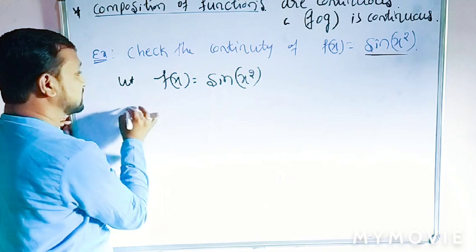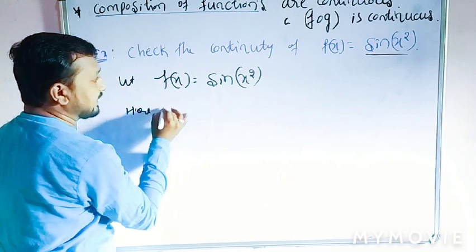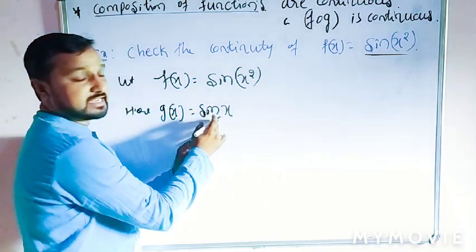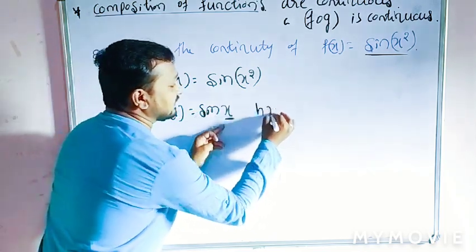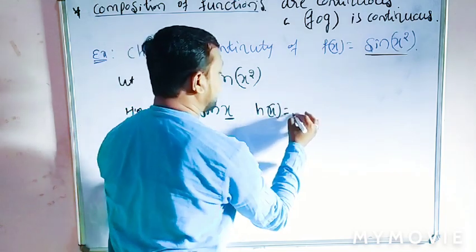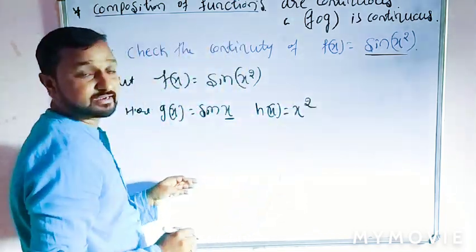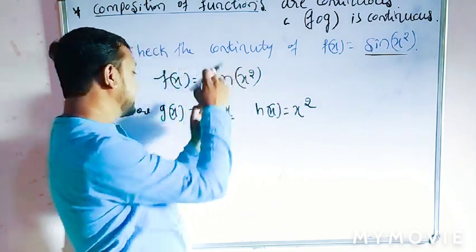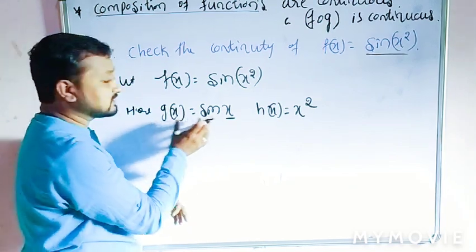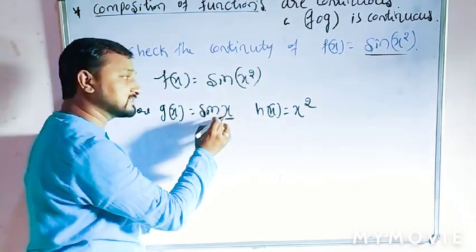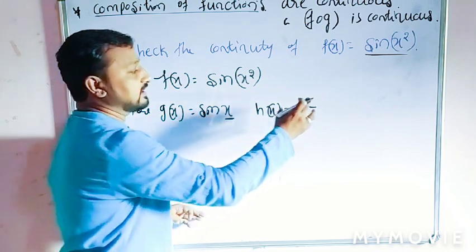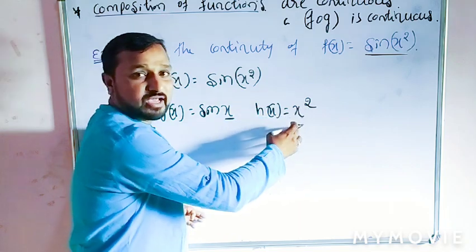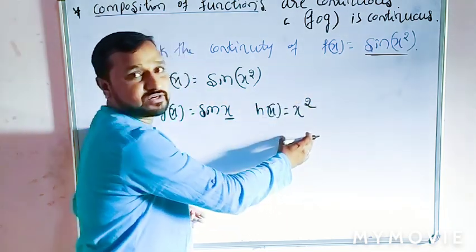I can split this function: I can take g of x equal to sine x, and instead of x, I can take h of x is equal to x square. Is that clear? This is a combination of sine x and x square functions. Here g of x is sine x. The sine x function is always a continuous function, already we know that. And h of x is equal to x square, which is also a parabola along the y-axis. This is also a continuous function.